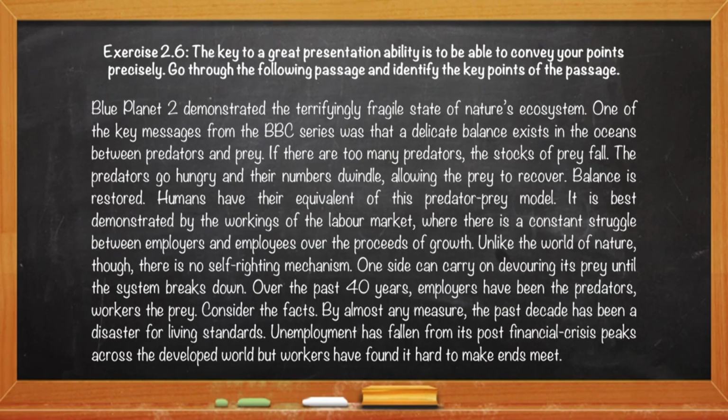If there are too many predators, the stocks of prey fall. The predators go hungry and their numbers dwindle, allowing the prey to recover. Balance is restored. Humans have the equivalent of this predator-prey model. It is best demonstrated by the workings of the labor market, where there is a constant struggle between employers and employees over the proceeds of growth.